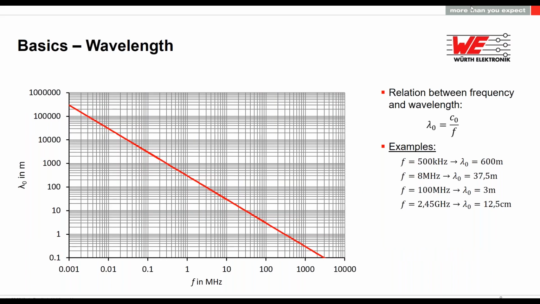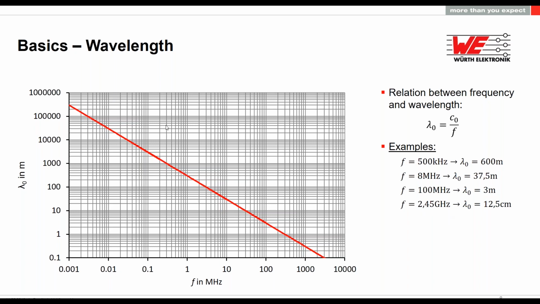The relation between the frequency and the wavelength of an antenna is given by this formula. Here you can see on the right that it is related to the speed of light. Some examples of frequencies and the wavelengths related to them are these ones. For example, this is the main frequency for Wi-Fi connections, and we can see that the wavelength is about 12.5 centimeters.